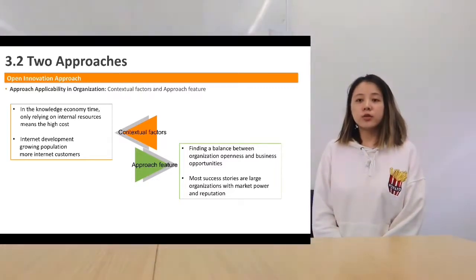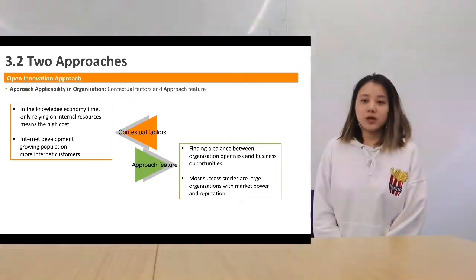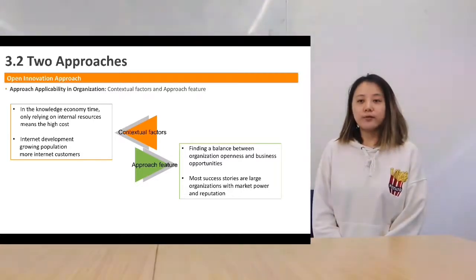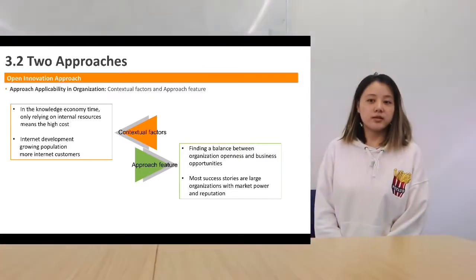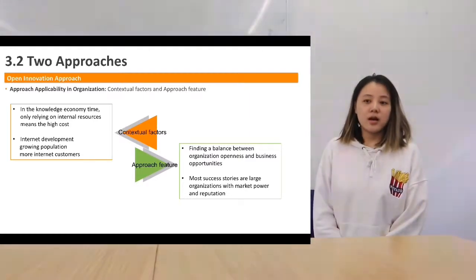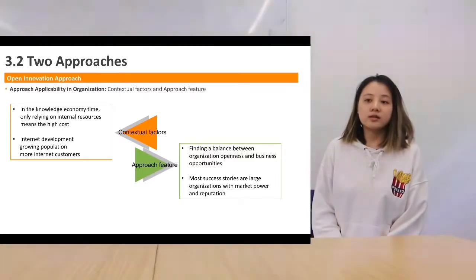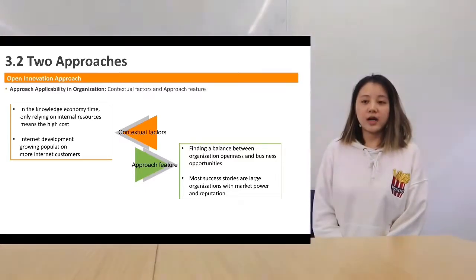And related to approach features, Amazon has to find a balance between organization openness and business opportunities, and there are more success stories about large companies who are applying open innovation approaches. And Amazon is a large organization, and Amazon has market power and reputation, so they can use this approach.